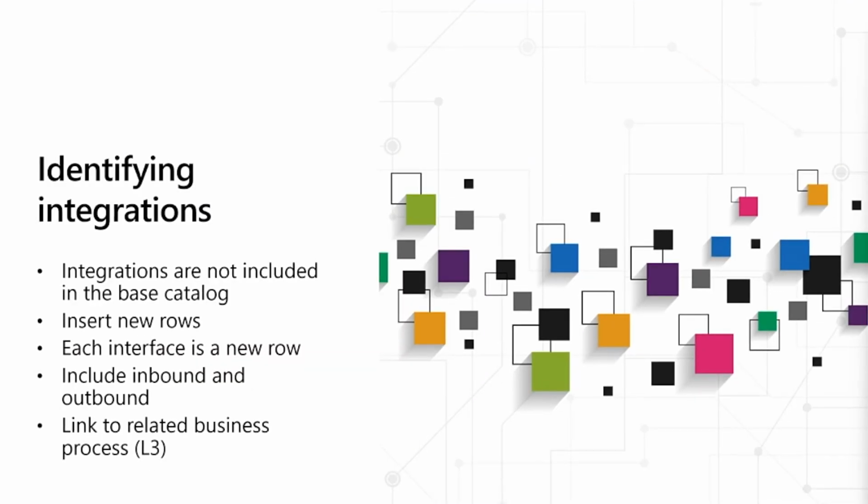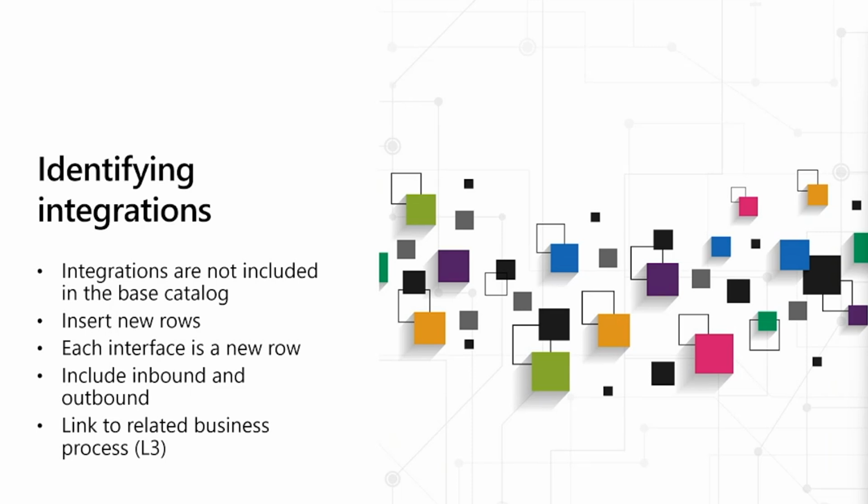So the next area that I want to dive into a little bit more detail is the process for identifying integrations. It's important to note that the catalog doesn't include any integrations in the base catalog. So you're always going to have to add your integrations in. We recommend that you just insert a new row, and each interface is a new row. So that includes inbound and outbound. Should be two separate rows, for example.